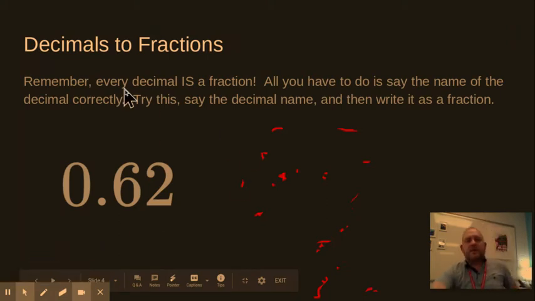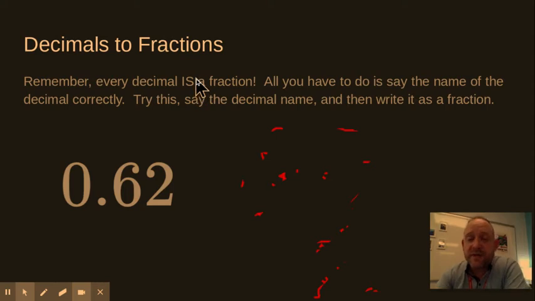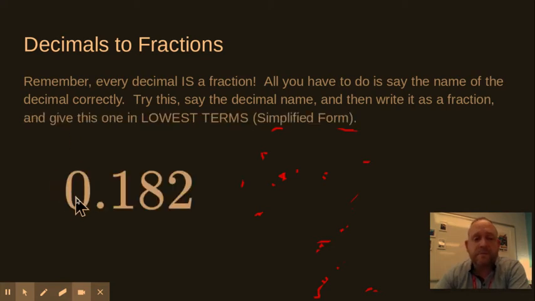All right, so decimals into fractions. This says, remember, every decimal is a fraction, and this is true. All you have to do is say the name of the decimal correctly. Try this, say the decimal name, and then write it as a fraction. So, ladies and gents, remember, this would be your 1 spot right over here, the 0.